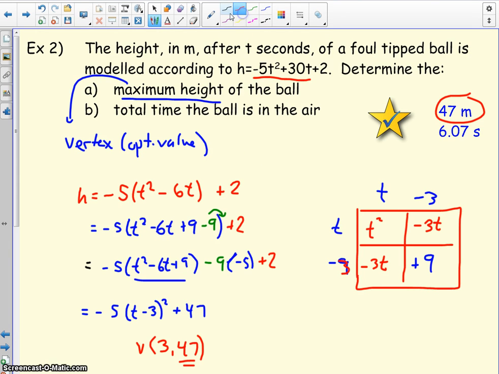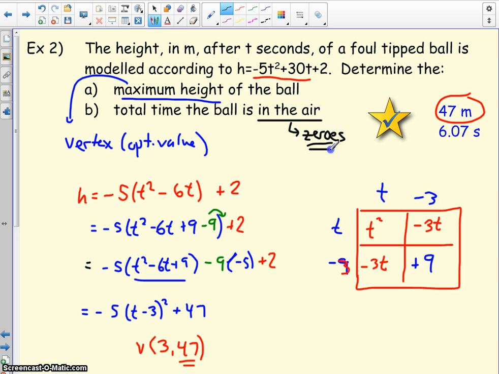So again, with word problems, the tricky part is trying to figure out what part of the problem I am being asked to find. If you think about it, we have a parabola opening down. If we want to figure out the total time the ball is in the air, we've got to find out when the ball is on the ground. So when is the ball on the ground? That's going to be at the zeros.